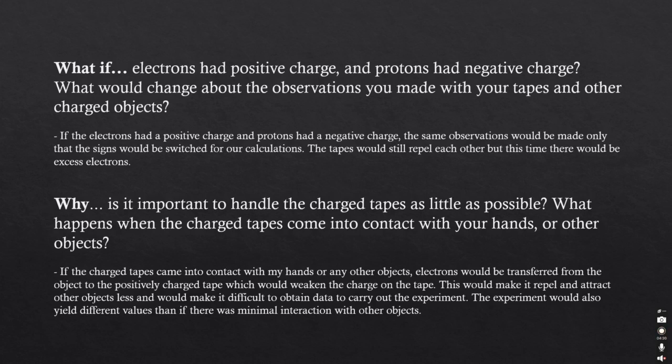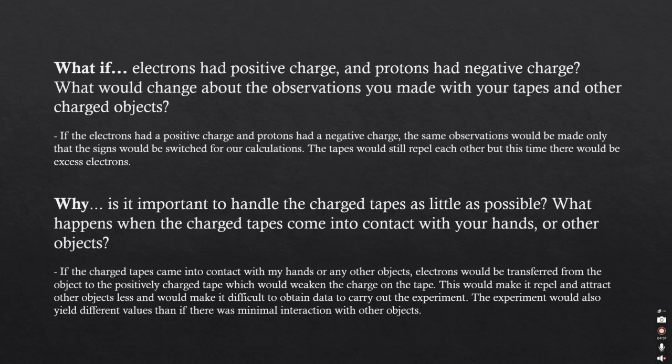For the additional questions: what if the electrons had a positive charge and protons had a negative charge? What would change about the observations you made with your tapes and other charged objects? If the electrons had a positive charge and protons had a negative charge, the same observations would be made, only the signs would be switched for our calculations. The tapes would still repel each other, but this time there would be excess electrons.